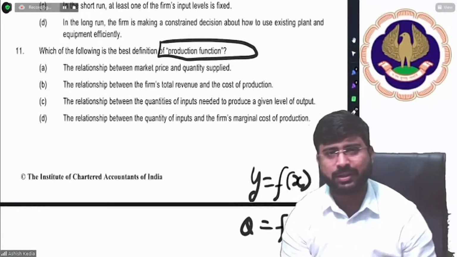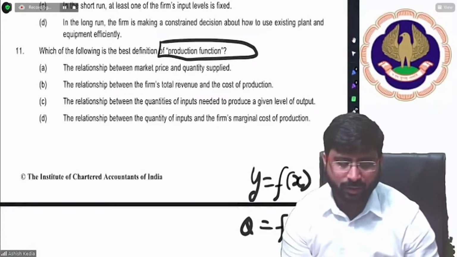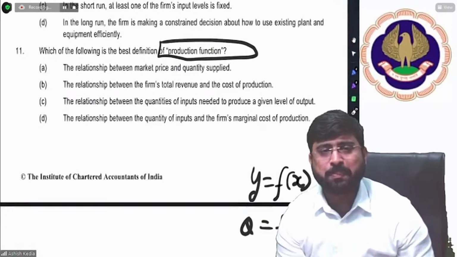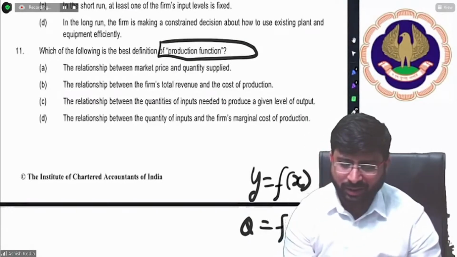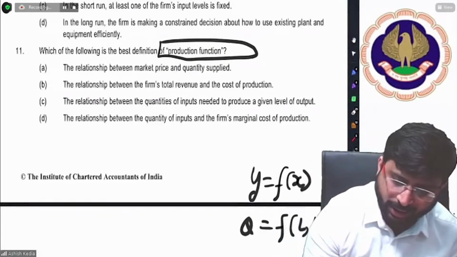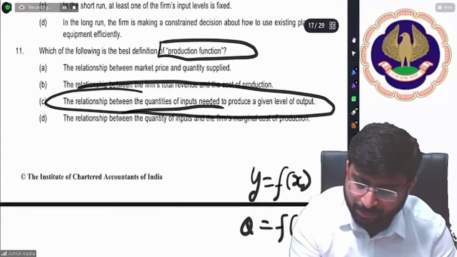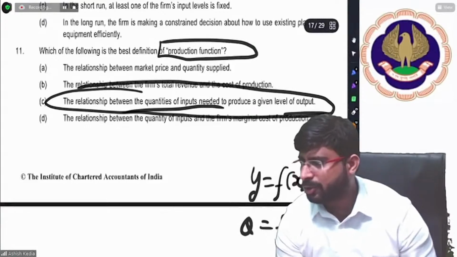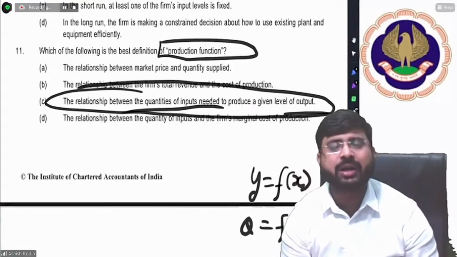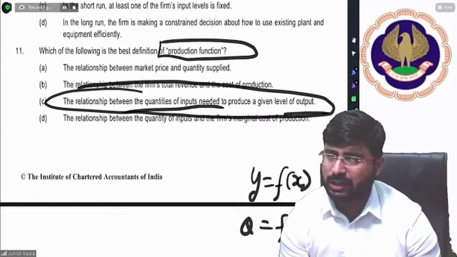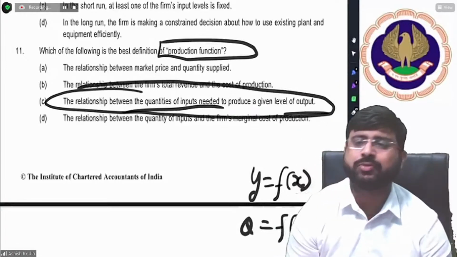Yes, sir, we remember. So see, the best definition of production function is that it is the relationship between inputs and quantity needed to produce output, because it's the relation between input and output after all. So why so much drama needed? Simple definition, correct definition. Relation between input and output, full stop.